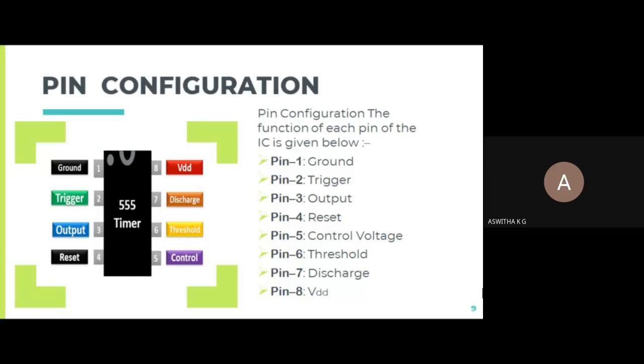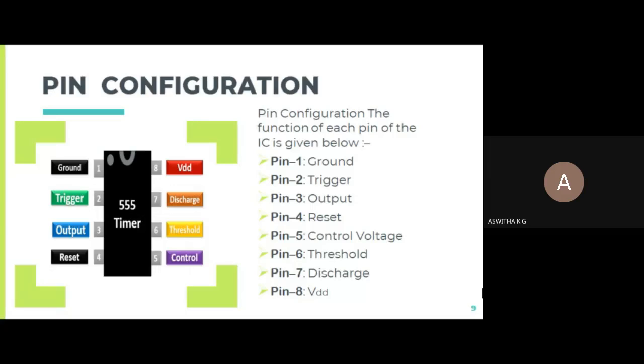Pin 2 is the trigger pin. It is used to activate the IC's timing cycle. It is generally a low signal pin and the timer is triggered when the voltage on this pin is below one third of supply voltage. Pin 3 is the output pin. When the IC triggers via the second pin, the output pin goes high depending on the duration of timing cycle.